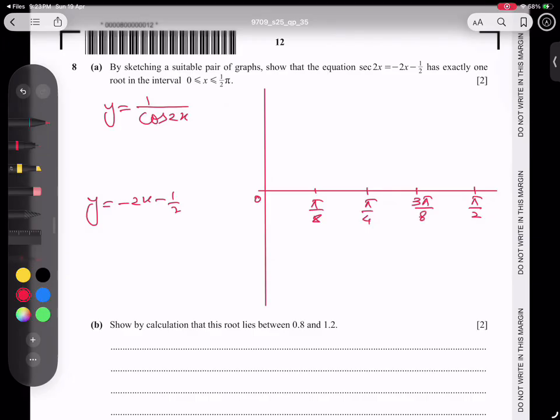Okay, these values are enough. I can take any two numbers and plug them in here. The best number is 0. When I plug in 0 in this place, I get a negative half. So negative half is somewhere here.